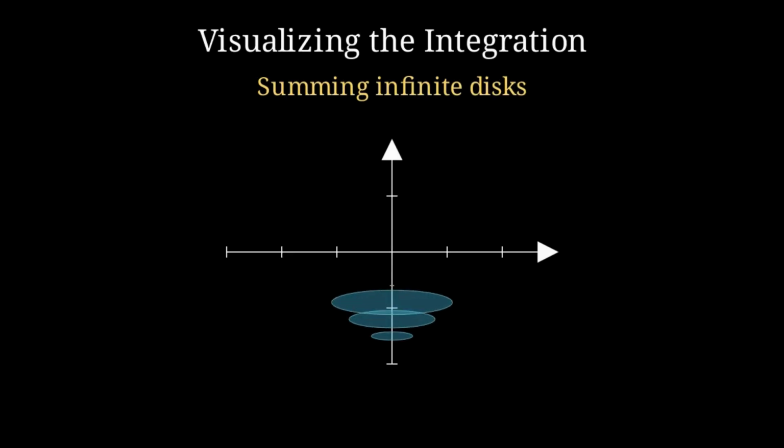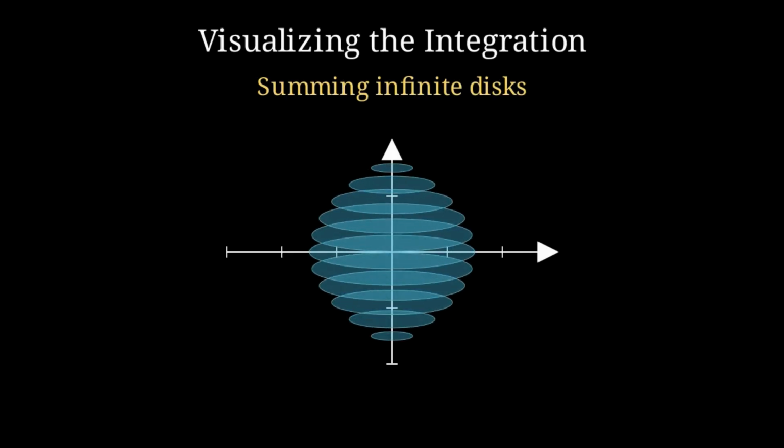Integration is essentially an infinite sum. As the thickness dy approaches 0, the number of disks becomes infinite, perfectly filling the shape of the solid. This gives us the exact volume rather than just an approximation. Visualizing these horizontal slices is the best way to ensure you are setting up the integral correctly.